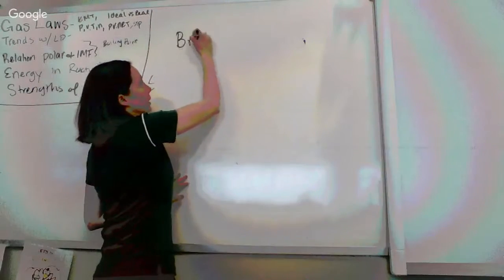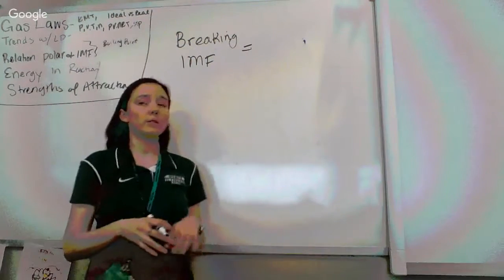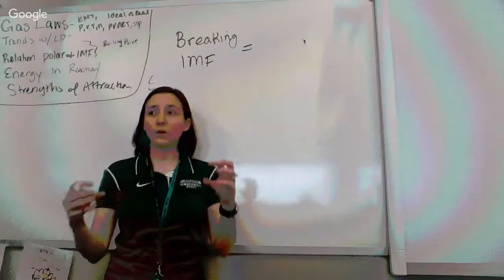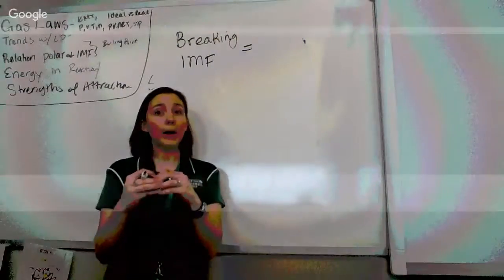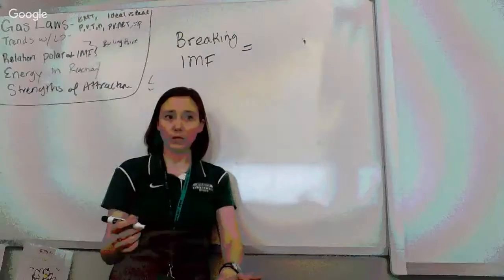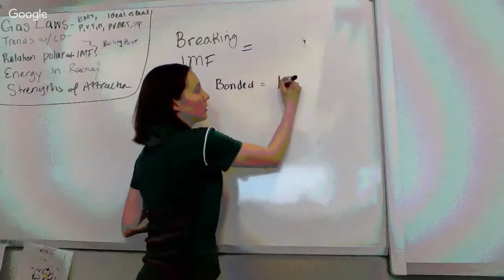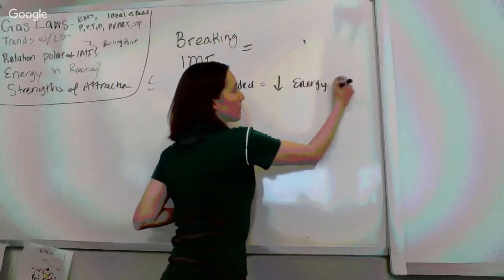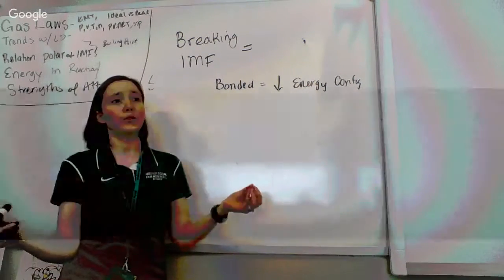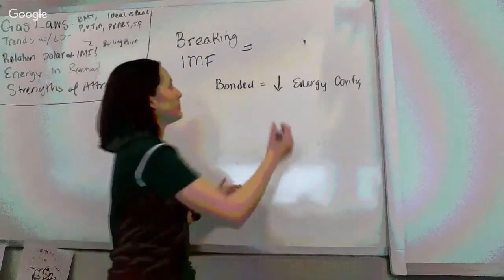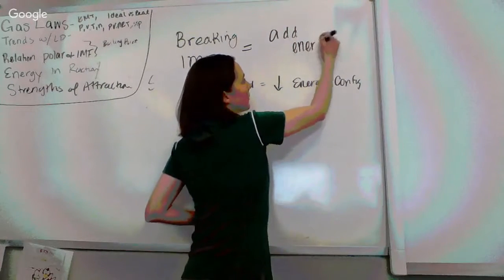Remember that when we're breaking bonds, in this instance, we'll be talking about breaking intermolecular forces. When you're breaking an intermolecular force, you're taking something that was bonded and asking them to be separate. Compounds bond in order to move to a low energy configuration. So when they're bonded equals low energy configuration. So breaking that bond, you have to move it to a high energy configuration. So you're going to have to add energy. So breaking intermolecular forces, you have to add energy.